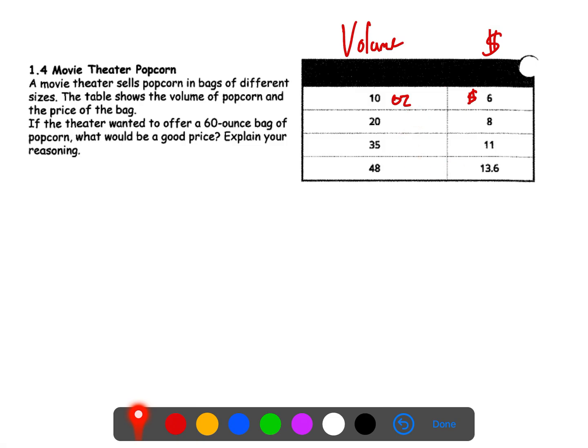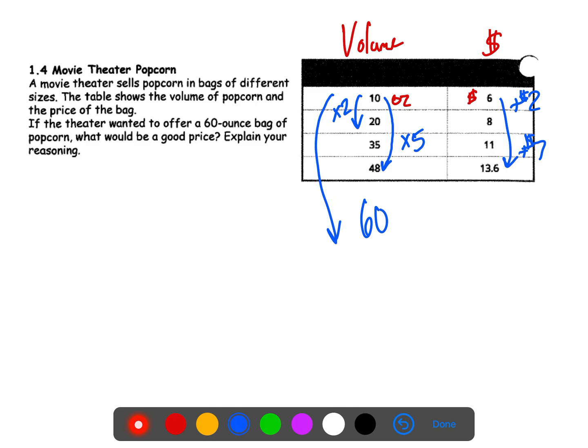So let's look for some patterns. Here in the first 2 rows, we double the amount of popcorn and we've increased the price $2. All right. Now if we look here, let's jump. We've gotten almost 5 times bigger, and the price has gone up, let's see, almost $8, about $7.